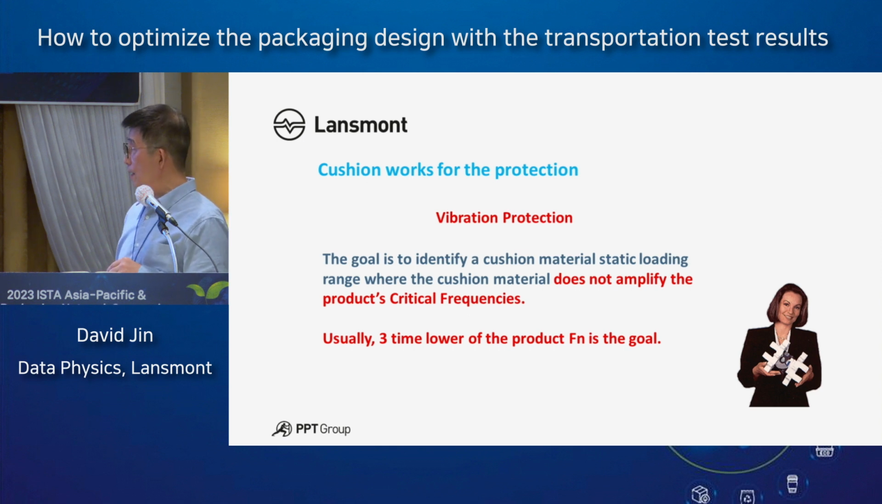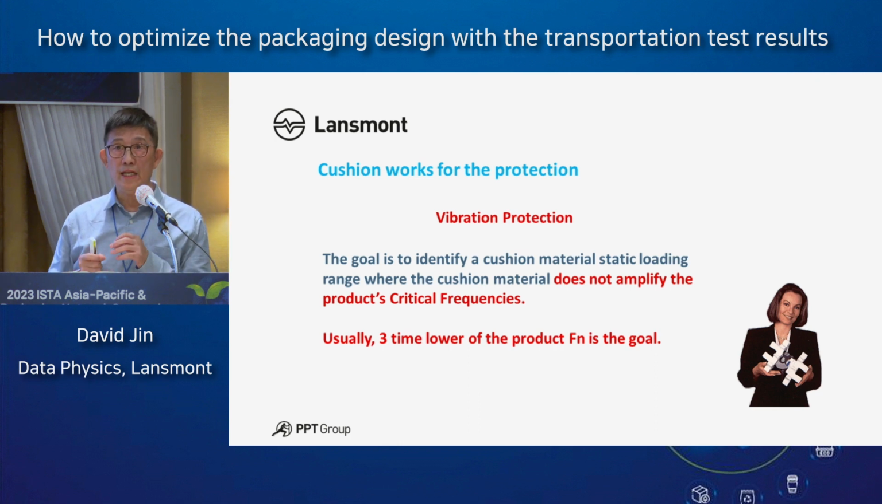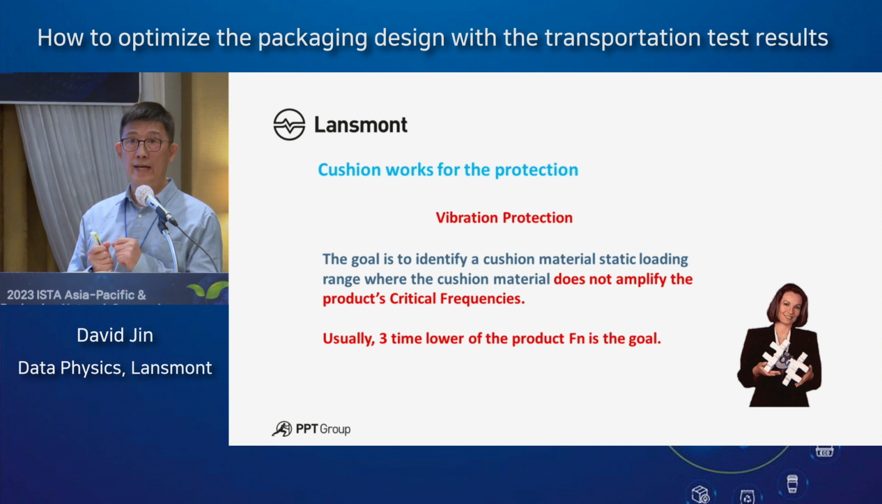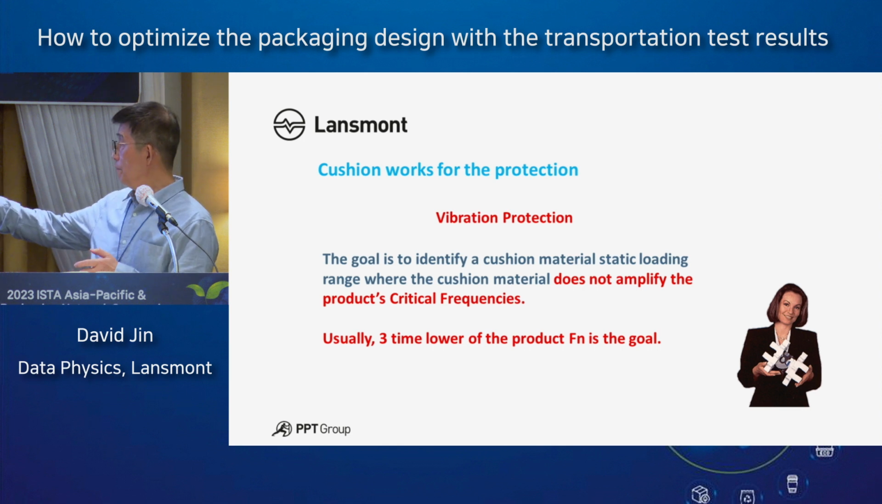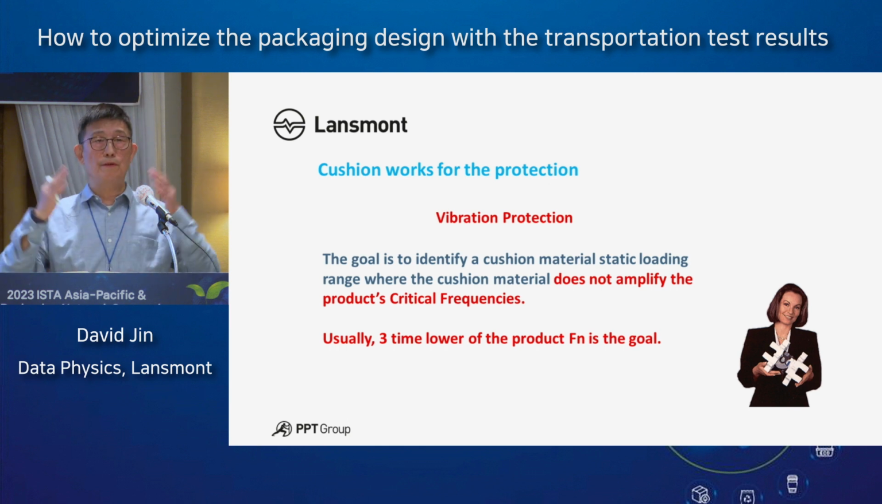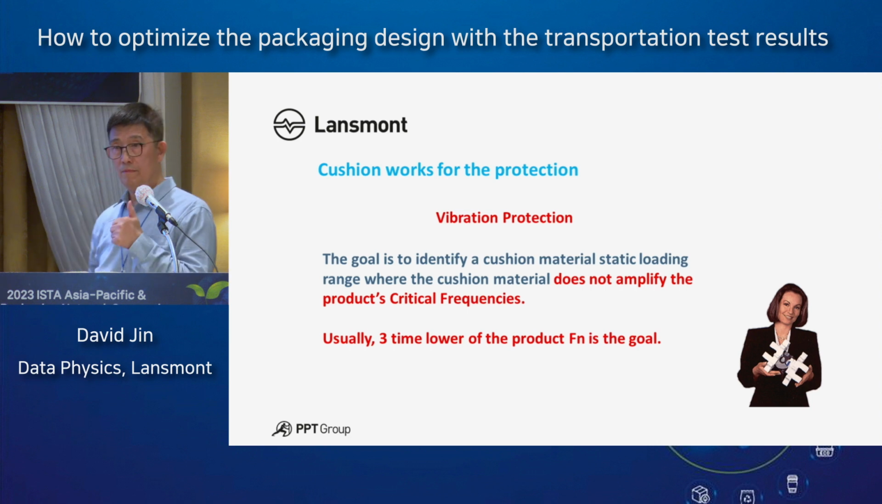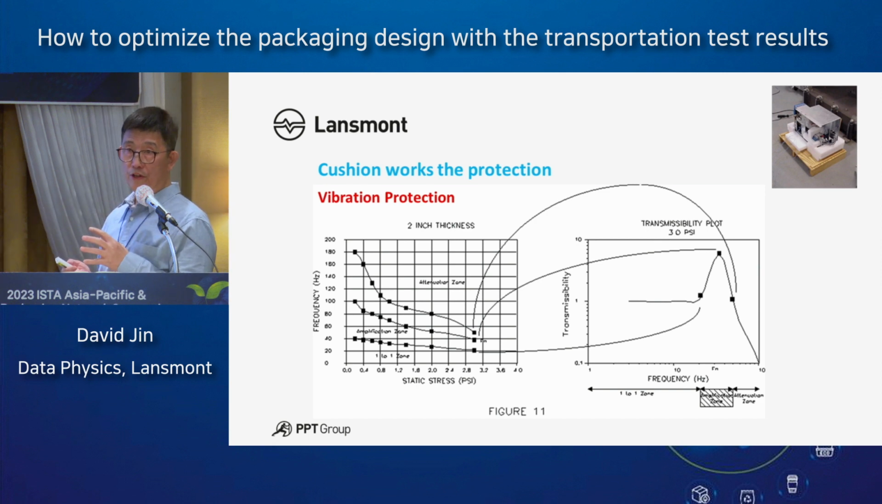So there's a little rule for this: please think about making the whole packaging system FN 3 times lower than the product fundamental frequency. So if the fundamental frequency of your product is 50 hertz, divide by 3. If your whole system frequency is lower than that frequency, you're good. So we want to make this as well.